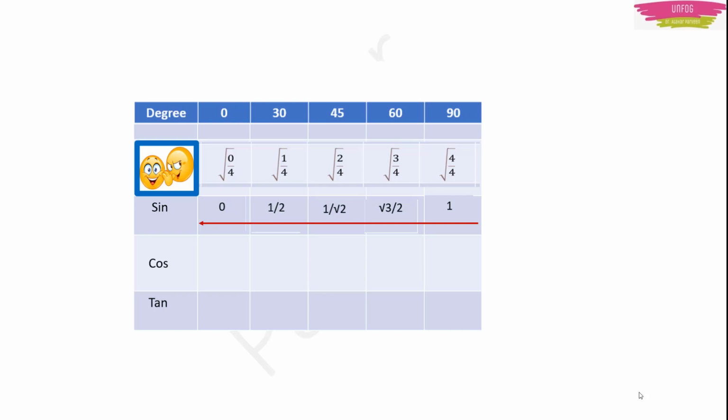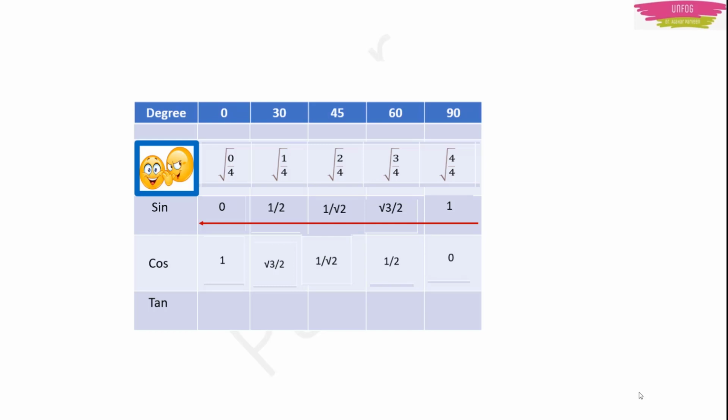Now you write this number in the reverse order. That is, reverse you have to write. Like this: 1, root 3 by 2, 1 by root 2, half, 0. See, I have written it in the reverse manner, right? The above numbers only I have written in the reverse manner. So I will get the values of cos 0, cos 30, cos 45, cos 60 and cos 90.